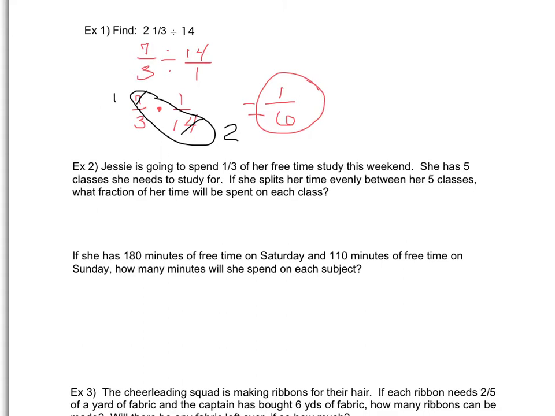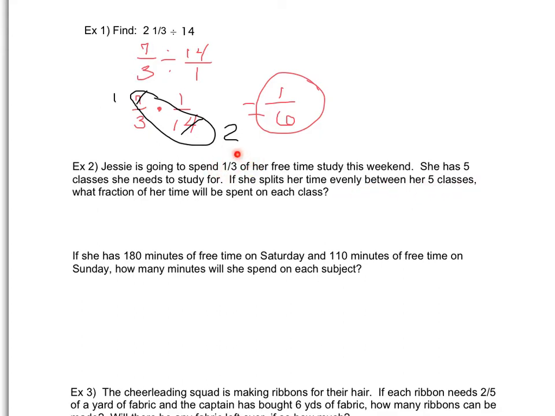So the first thing I see here is she's going to spend a third of her free time. So that to me makes me think multiply 1/3 times her free time. But nowhere in this problem am I given any information on her free time. So instead I look a little bit further and I see she's splitting her 1/3 between 5 classes.